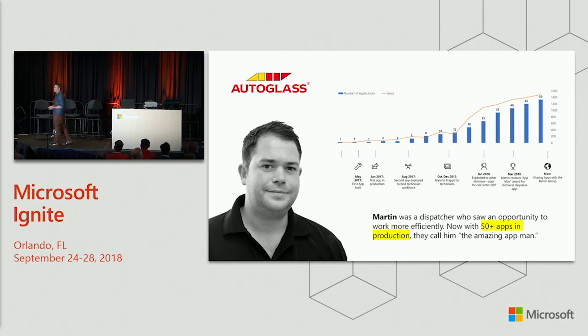Martin Lee was a dispatcher at Belron Group. They are a global conglomerate, 28,000 employees. They operate as Safelite here in the US. They fix your windshield when you get a ding in it. In the UK, where Martin works, they're known as Autoglass.